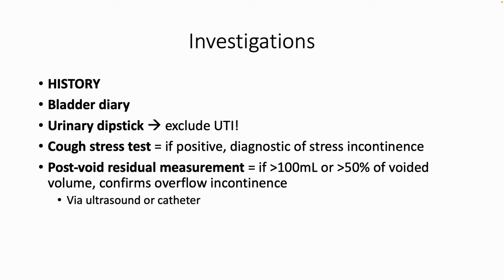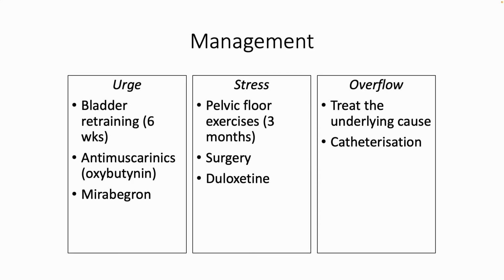Now just a quick overview of the management of the main types. So the first line management for urge incontinence is bladder retraining for at least 6 weeks. However, if that doesn't work, you can go for something like oxybutynin, or if that doesn't work, you can go for mirabegron, but oxybutynin should be avoided in frail elderly people as it can have anticholinergic effects.